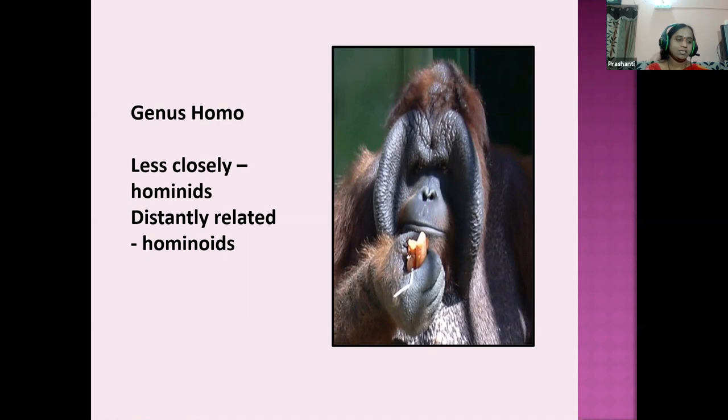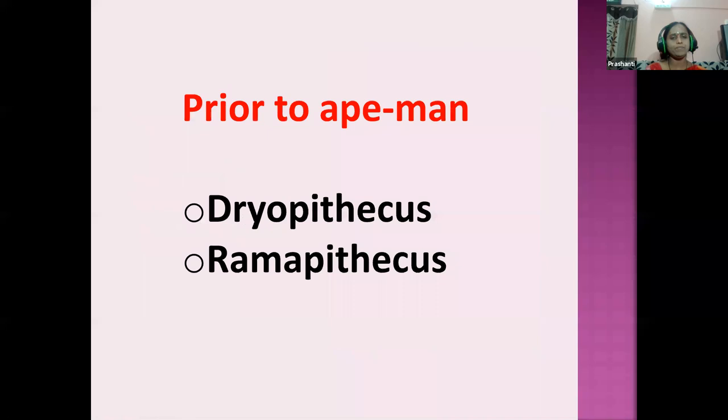So this was about 85 million years ago. These were less closely related to hominids and distantly related to hominoids. These first evolved in Africa and they had a nearly large brain size. That is, encephalization started to take place. So from the hominids came the ape man, that is Dryopithecus and Ramapithecus.